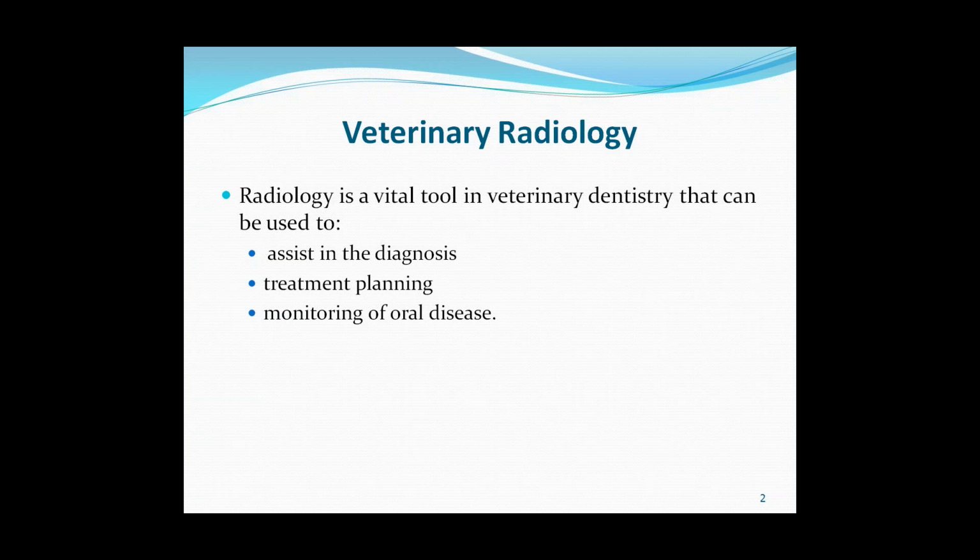We can also use it for treatment planning as well. If we're thinking about extracting a tooth, we might consider also taking a tooth out, for example. We also would consider it for monitoring oral disease. So in this particular case, we might consider taking a radiograph if we've done, say, pulp capping or something along that line, and we could measure whether the treatment has been successful. For example, we could look at the width of the periodontal ligament.